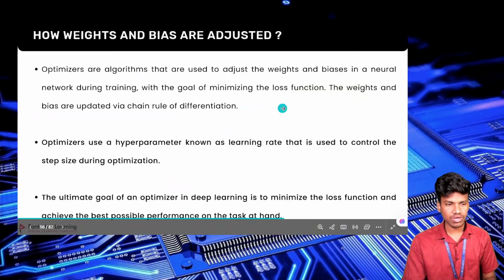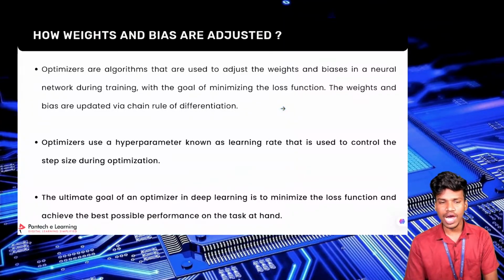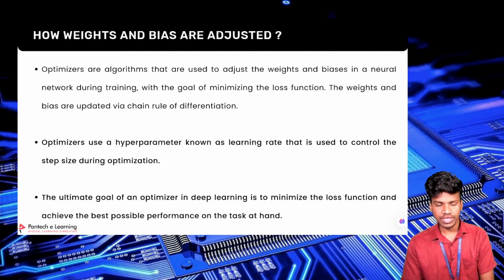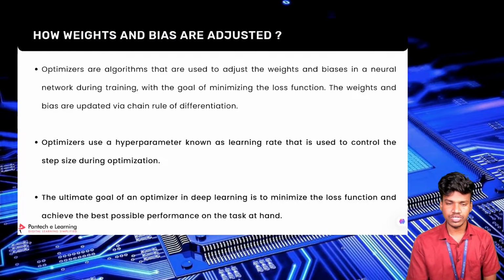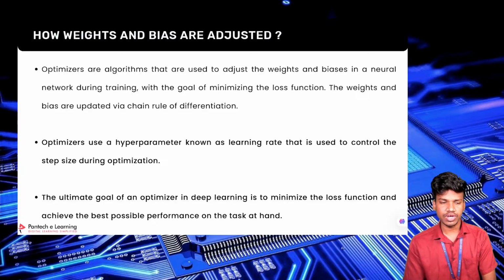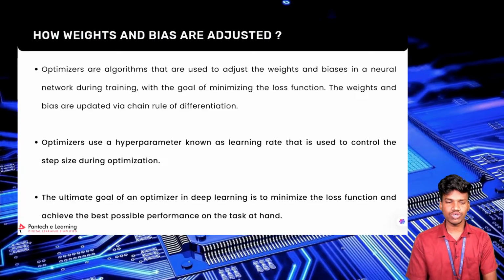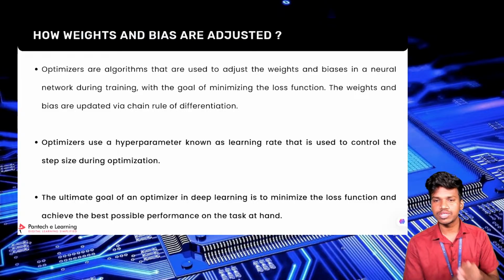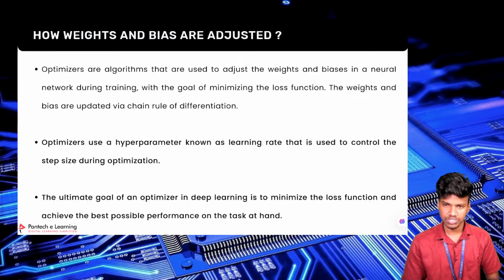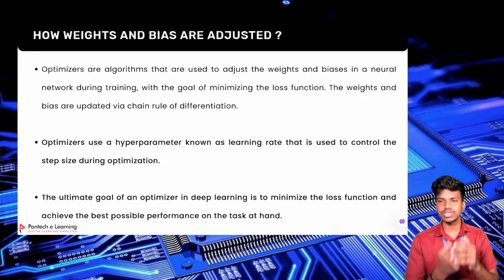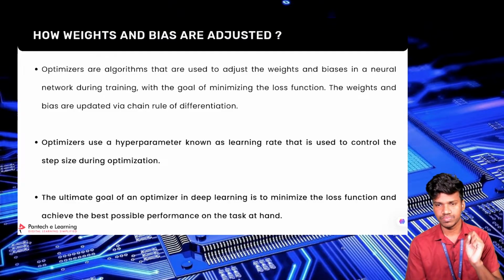So optimizers are algorithms that are used to adjust the weights and the biases in a neural network during training, with the goal of minimizing the loss function. The weights and the biases are updated via the chain rule of differentiation. Optimizers use a hyperparameter known as the learning rate. It is used to control the step size during the optimization. The ultimate goal of optimizers in deep learning is minimizing the loss function.